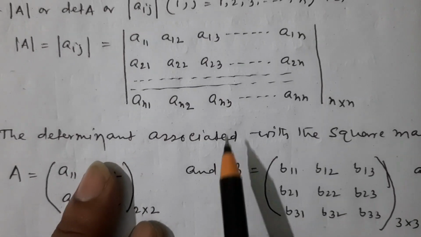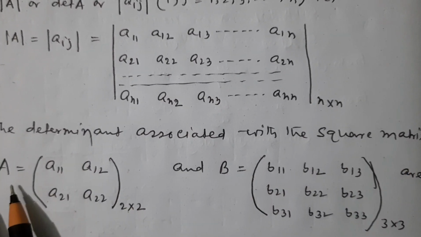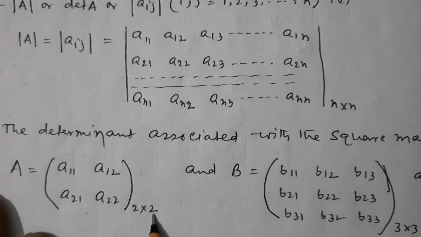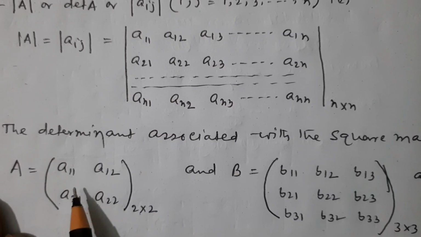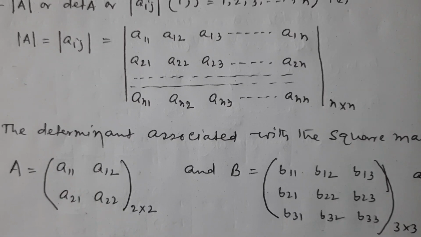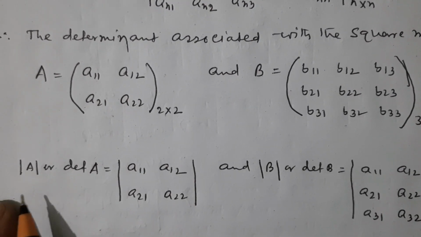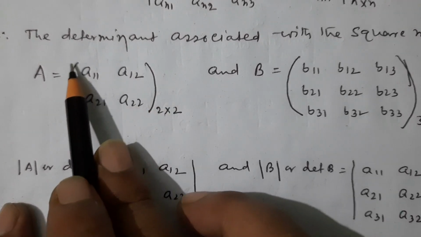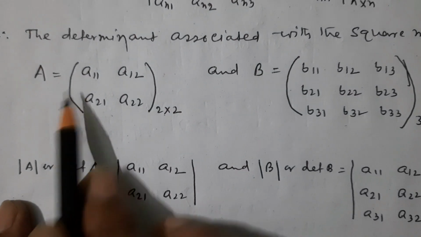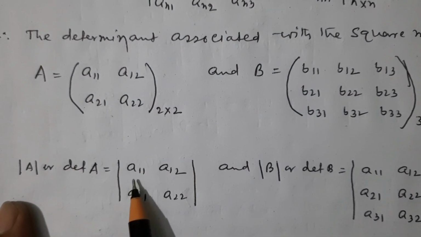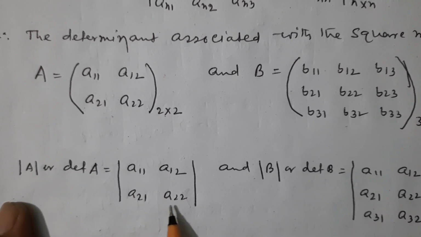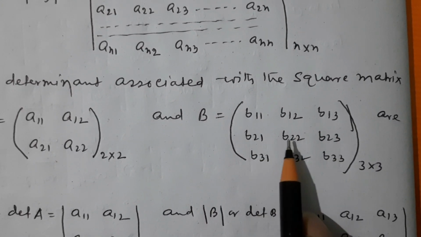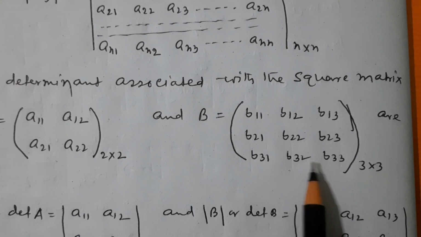So the determinant associated with the square matrix capital A equals A11, A12, A21, A22, a 2 cross 2 square matrix. Its corresponding determinant can be written as determinant of A, that is det of A, equals, just the symbol is changed. Here we can express it within the first bracket or the third bracket, but it is in this form: A11, A12, A21, A22.